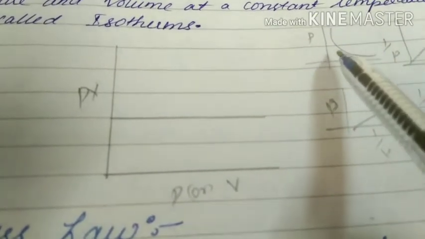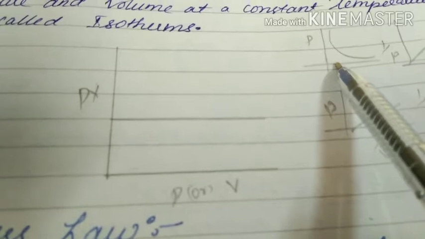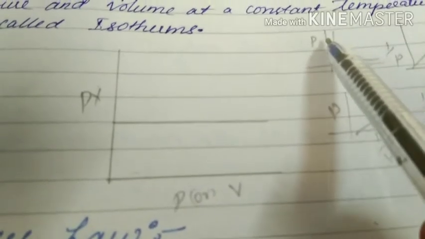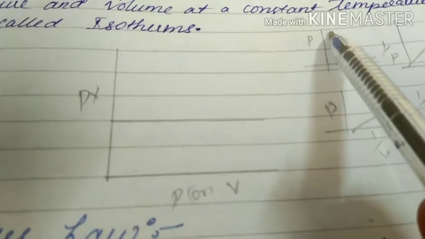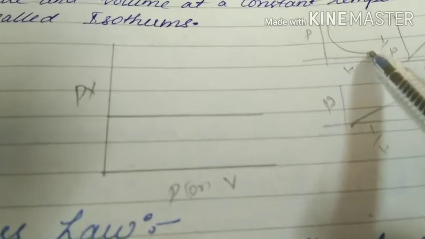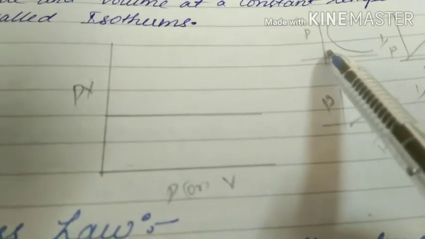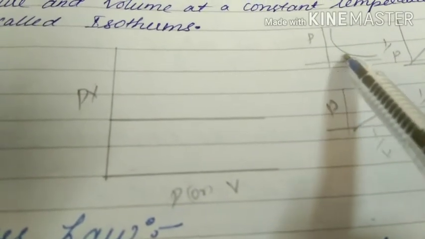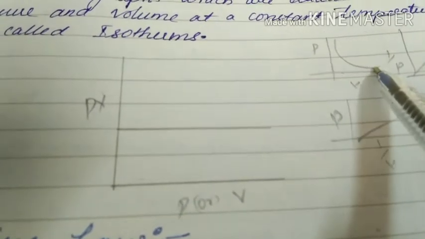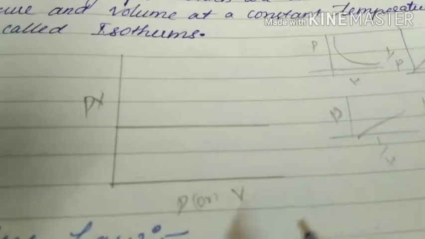How can we say that? Suppose you consider this point. At this point volume is very less, but pressure is very high. If you consider this point, at this point pressure is very less, but volume is very high. So this is the suitable graph for Boyle's law.